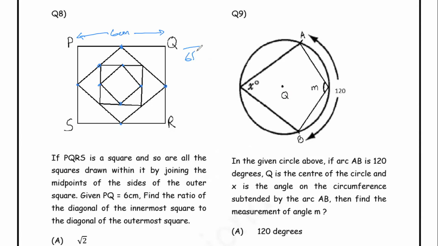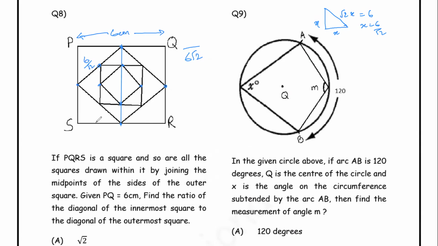Now, if you see, the diagonal of the second square inside is also the side of the outer square. So therefore, the side of the inner square will be 6 by root 2. We are using the right isosceles triangle property: x, x, root 2x. So if root 2x is 6, x is 6 by root 2, like that.